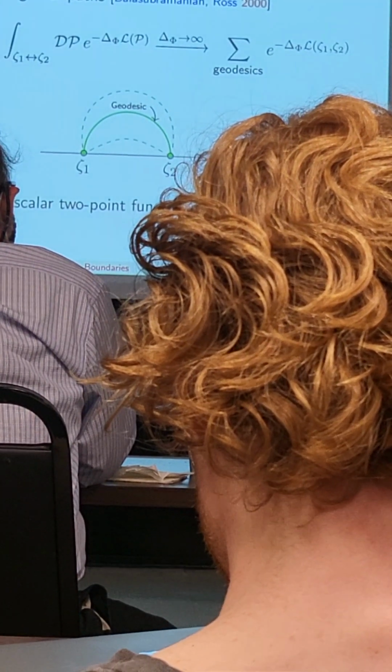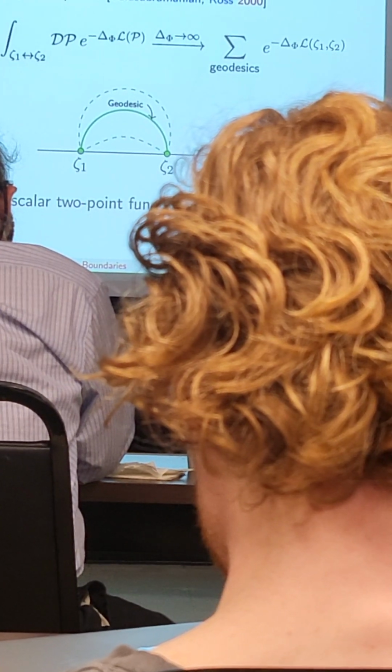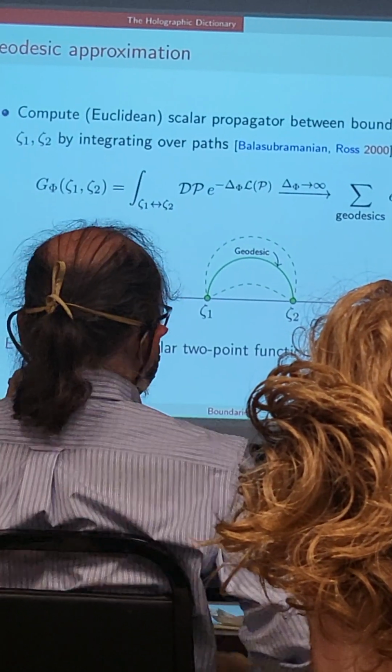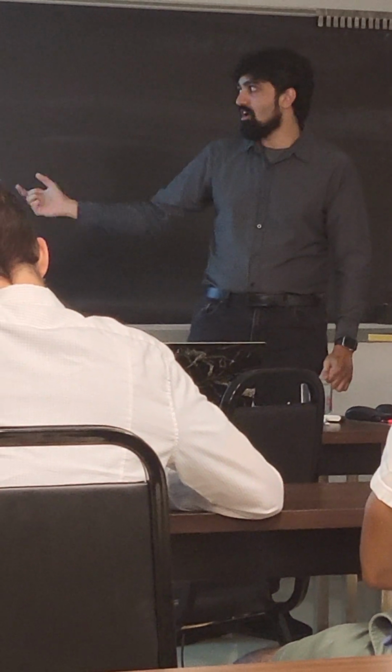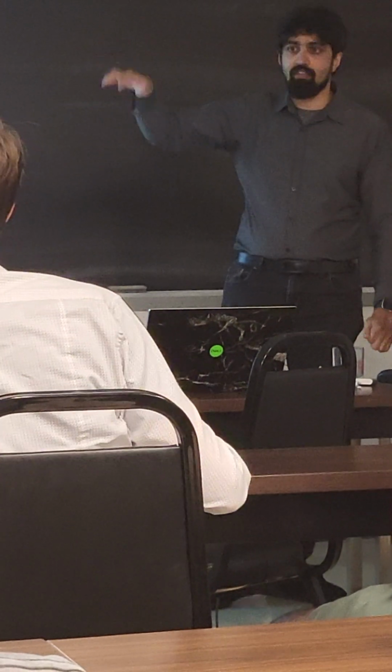And then the last step is that we can equate that bulk scalar propagator between boundary points to a scalar 2-point function in the CFT. So what we end up with is the statement that if I have the scalar 2-point function of some heavy scalar operator O, that's computed by summing over geodesics in the bulk AdS space.